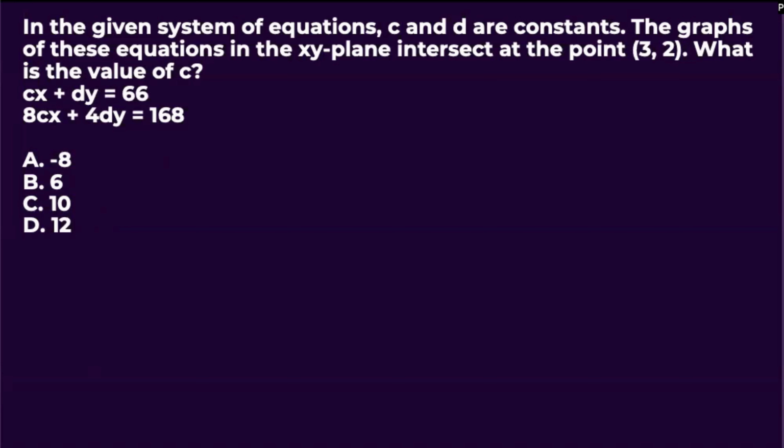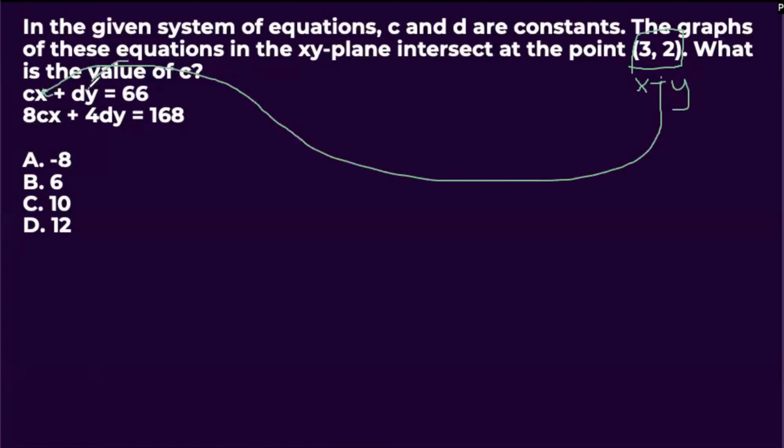So they let you know that they're comparing two equations. And what that means for you is you're trying to relate the two equations because they intersect at one specific point, (3, 2), which is your x and your y, essentially, which is important because they're going to be the same for both of these equations.